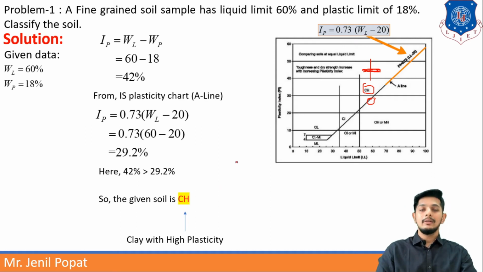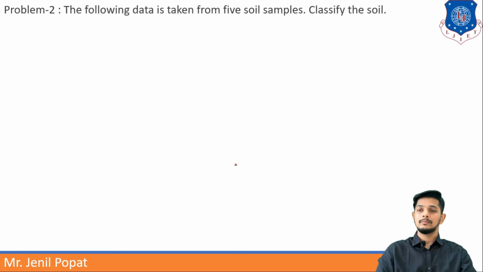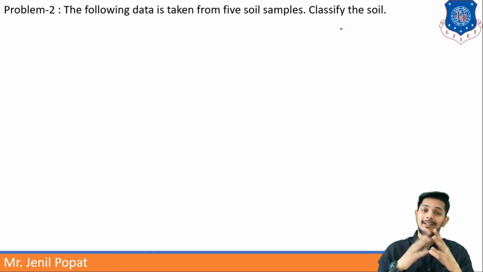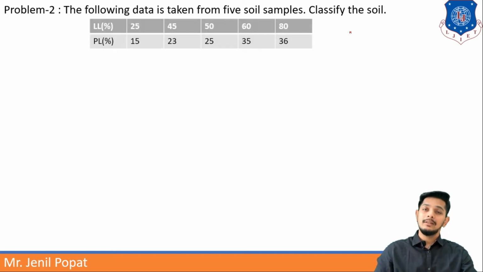Let us move to the next problem. Problem 2. The following data is taken from 5 soil samples. On site, 5 soil samples were taken, and now they want to classify the soil. For this we need data. This table shows LL and PL data. When LL is 25, PL was 15; 45, 23; 50, 25; 60, 35; 80, 36.